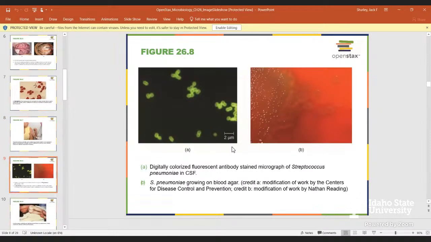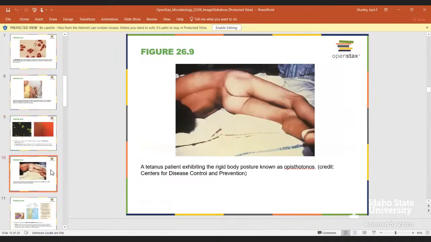Streptococcus pneumoniae also has potentials for meningitis. We think of it more for pulmonary stuff, but there are some of those opportunities.